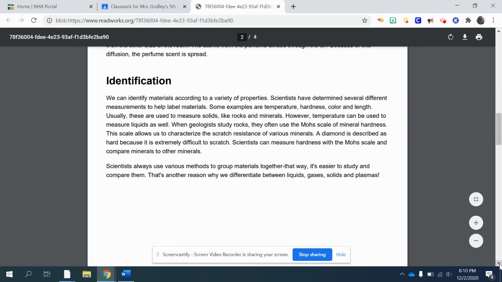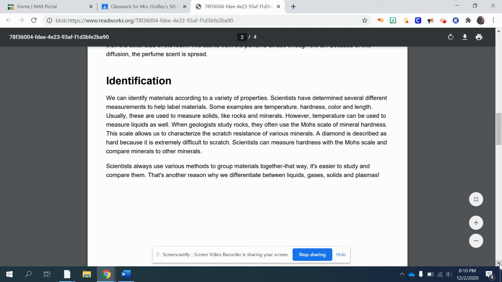Identification. We can identify materials according to a variety of properties. Scientists have determined several different measurements to help label materials. Some examples are temperature, hardness, color, and length. Usually, these are used to measure solids like rocks and minerals. However, temperature can be used to measure liquids as well.